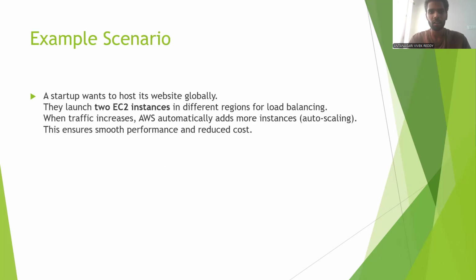An example scenario: let us consider a startup that wants to host its website globally. They launch two EC2 instances in different regions for balancing the load. And when the traffic increases, AWS automatically adds more instances, which is auto scaling. So this ensures smooth performance and reduces our cost.